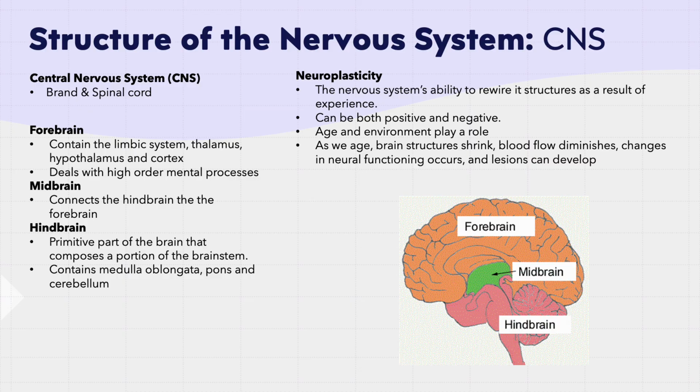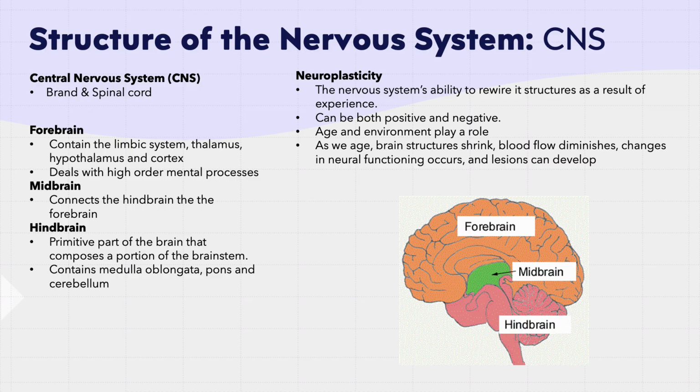There's also what we call neuroplasticity. It's your nervous system's ability to rewire its structures as a result of experience and learning. It can be positive and negative. Age and environment definitely play a role in this because as we age, our brain structure will start to shrink, blood flow diminishes, and there can be changes in neural functioning that occurs, and some individuals actually develop lesions.